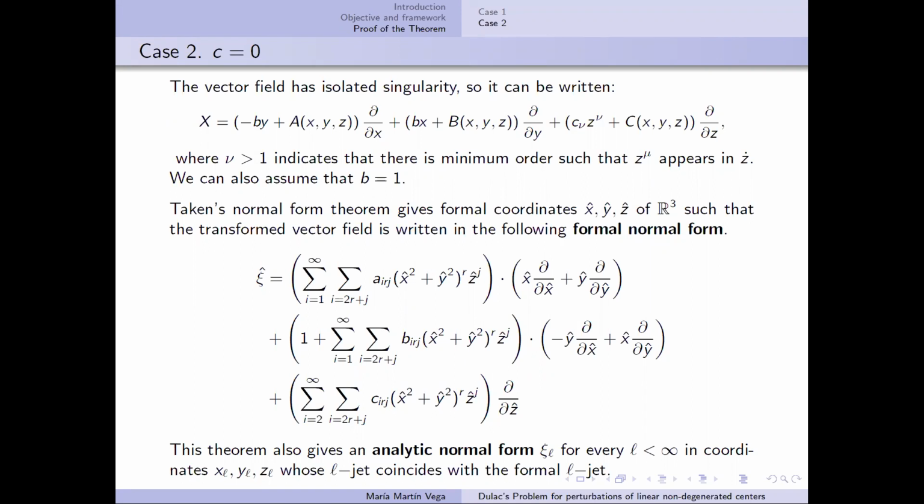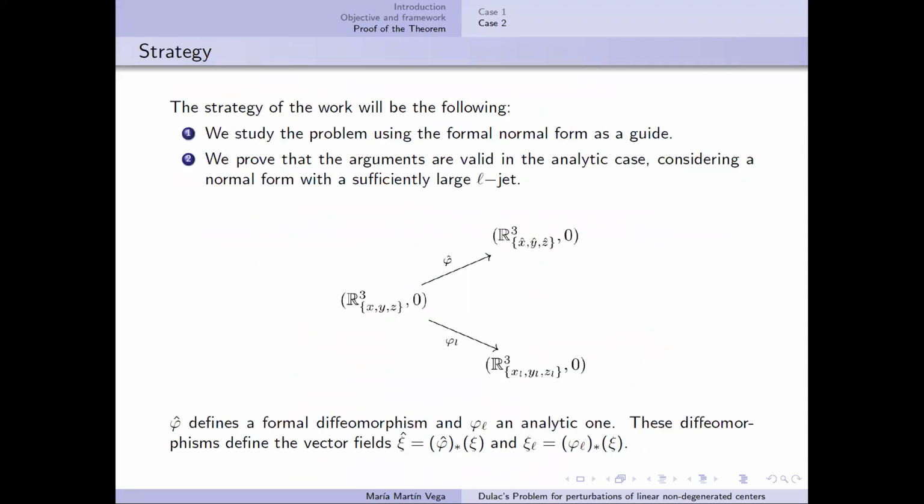Tangent normal form can also apply to obtain an analytic normal form, because we are only working with a finite jet, and thus the diffeomorphism that we will use is just a polynomial diffeomorphism. So studying this vector field in the analytic normal form is equivalent to studying the original vector field. And what is special here is that the L-jet coincides with the L-jet of this formal normal form. Well, the strategy of the proof is first studying the problem using the formal normal form.